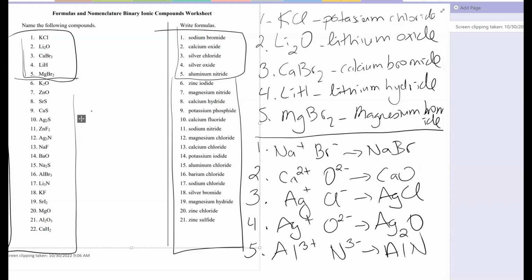What you don't finish in class becomes homework, which will be due next period, and I will go over it before we talk about how to name covalent compounds.